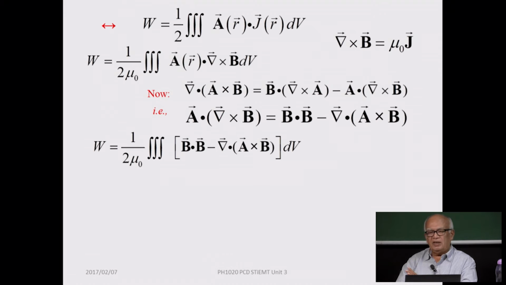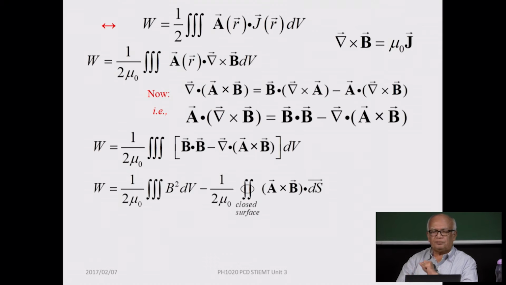Now, you are getting some very interesting result. So, B dot B is nothing but B square, okay. You write it as two terms. The second term is the volume integral of divergence, which I have now written as the surface integral over a closed surface which encloses that volume.